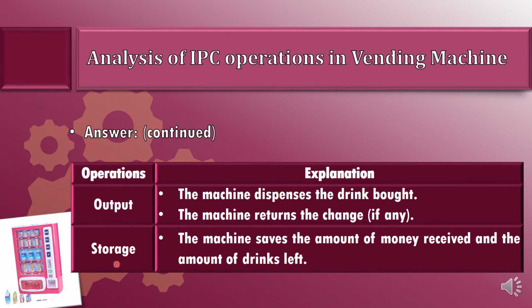The last one is storage operation. Look at the example of the answer here. The machine saves the amount of money received and the amount of drinks left. We have 2 activities here: the machine saves the amount of money received, and the machine saves the amount of drinks left. So that's the example of using a vending machine.